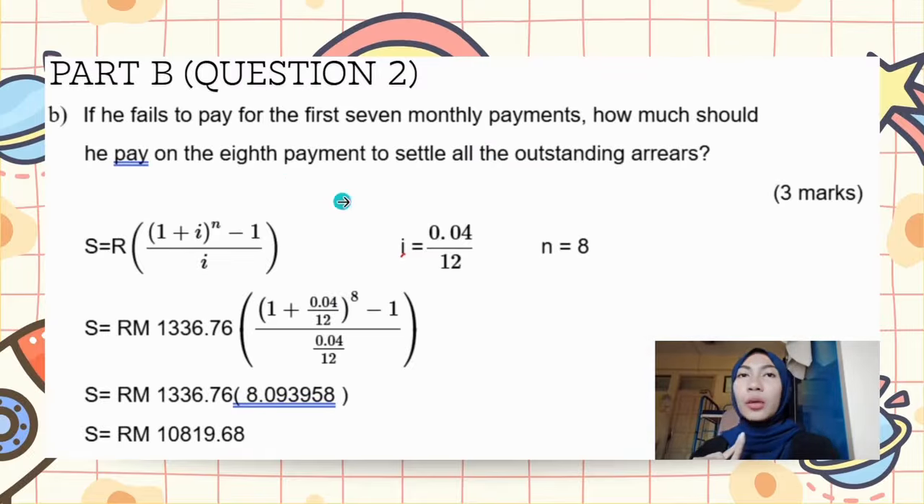So S equals RM 1,336.76 multiplied by bracket 1 plus 0.04 divided by 12 bracket power of 8 minus 1, divided by 0.04 divided by 12 bracket. So S equals RM 1,336.76 times 8.093958. So the final answer is S equals 10,890 ringgit and 68 cents.